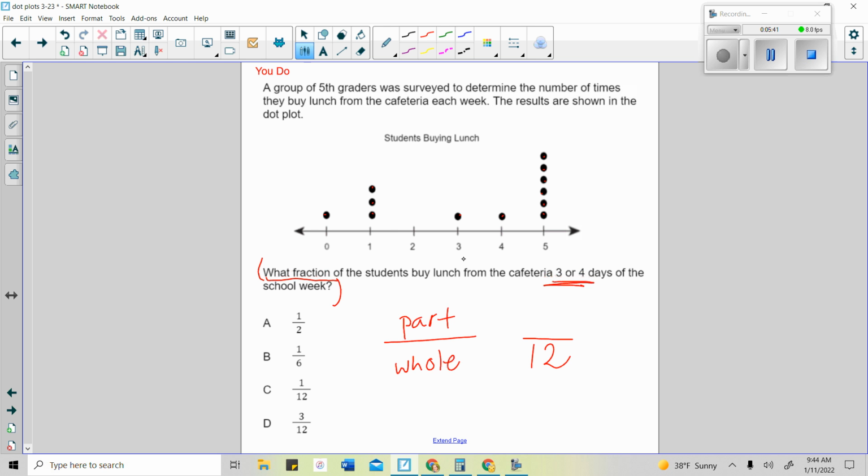Okay, now 3 or 4, so we're going to locate that on the number line. There's 3, there's 4. That is just 2 data points. Now, as you can see, the answer is not there because it needs to be simplified. The numerator is 2, and we can divide both the top and bottom by 2. So we're going to do that, and we would get 1/6. So the answer is B.